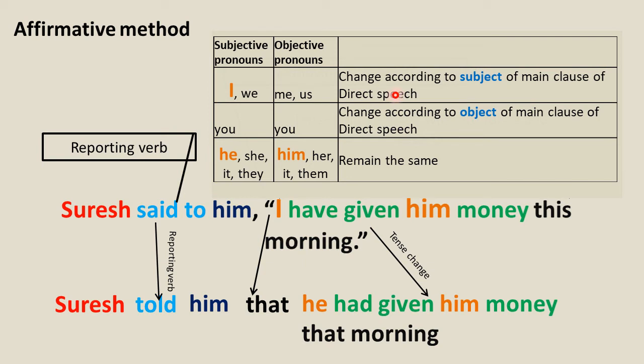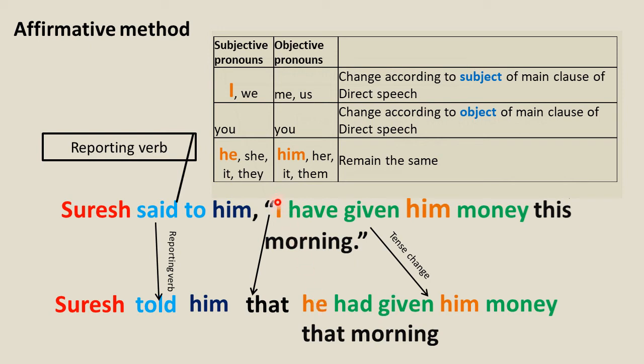What is the main clause of direct speech? The main clause is nothing but "Suresh said to him." "Suresh said to him" is said to be the main clause, or the clause outside of the quotations. So the first person pronouns are changed according to the subject of the main clause. Here, I is a first person pronoun and it is changed into he.